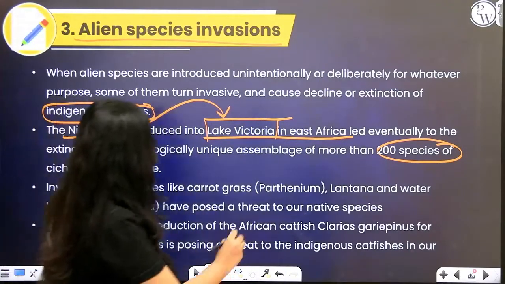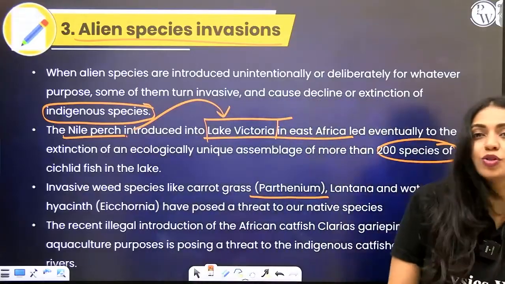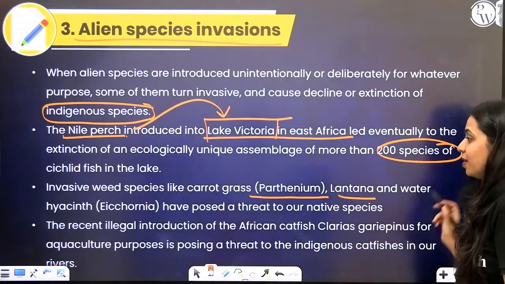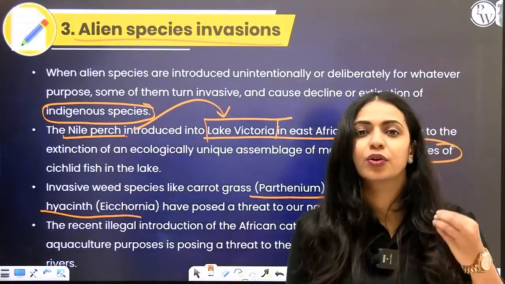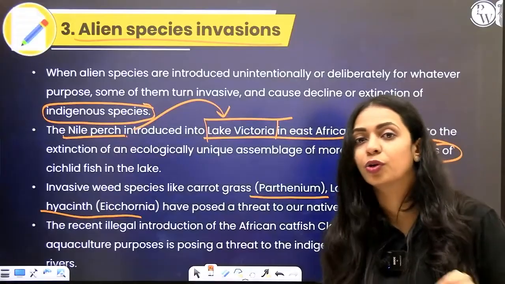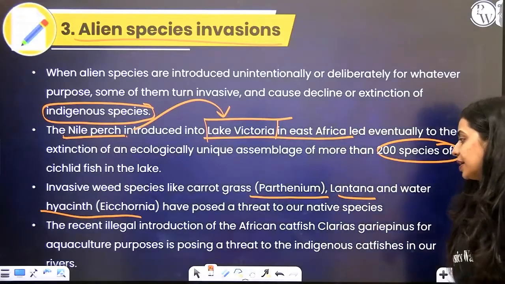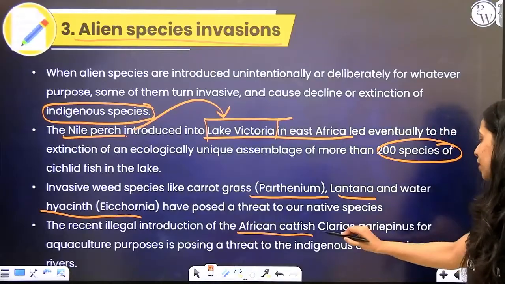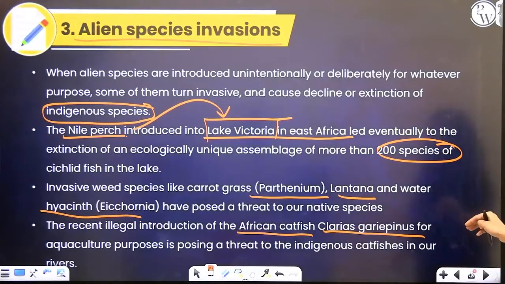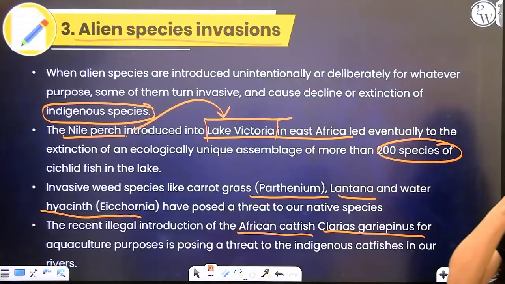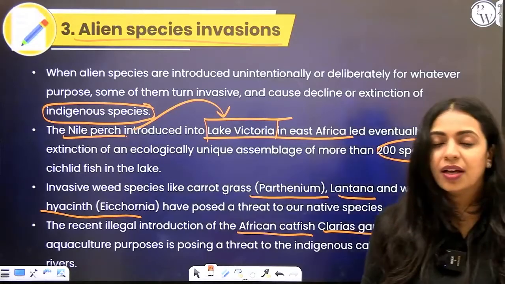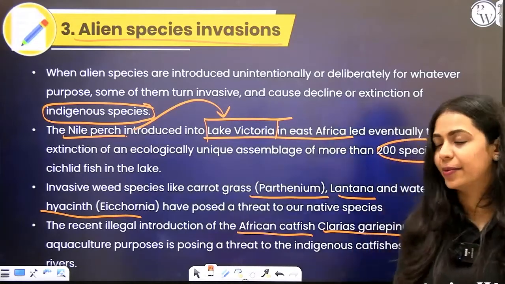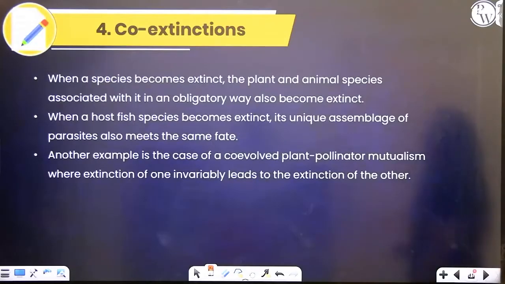Next, you all heard about Parthenium or carrot grass. I'm sure all of you have seen this plant called Lantana camara. And then you have water hyacinth, which is also called Eichhornia. These are also invasive species that do not allow other plants around them to grow well, right? Recently, African catfish called Clarias gariepinus has been introduced into India for aquaculture purposes. This is also posing a threat to the indigenous catfish that were present in India. So these are examples that you have to remember.